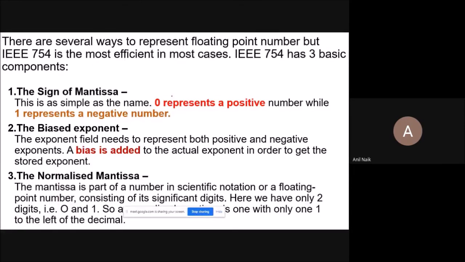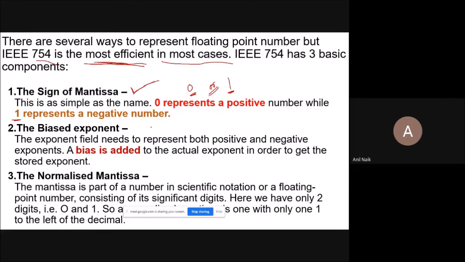So there are several ways to represent floating point numbers, but IEEE 754 is the most efficient in most cases. It has the sign of the Mantissa. What is the sign? 0 represents a positive number while 1 represents a negative number. So sign means either 0 or 1.